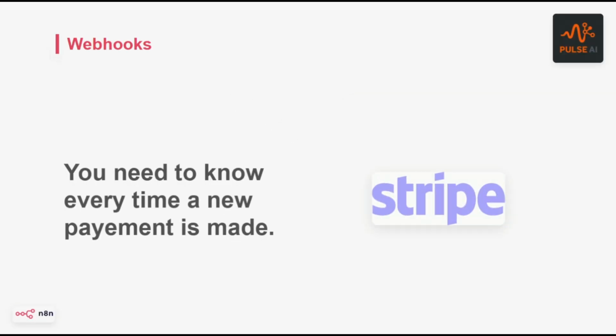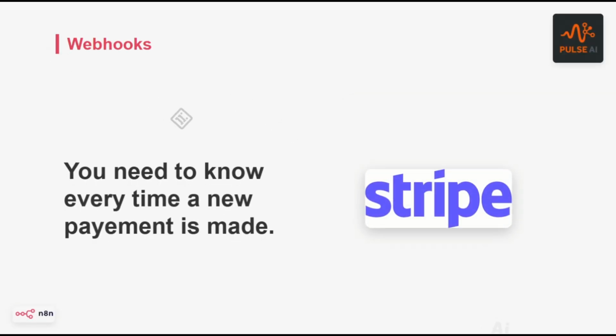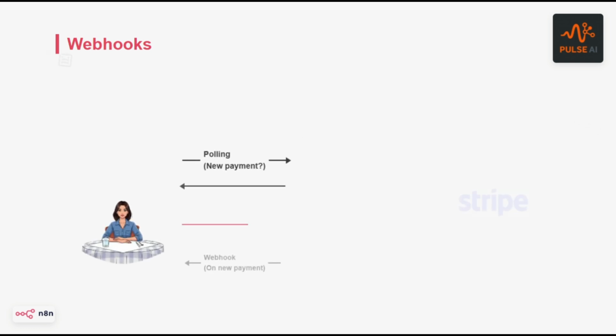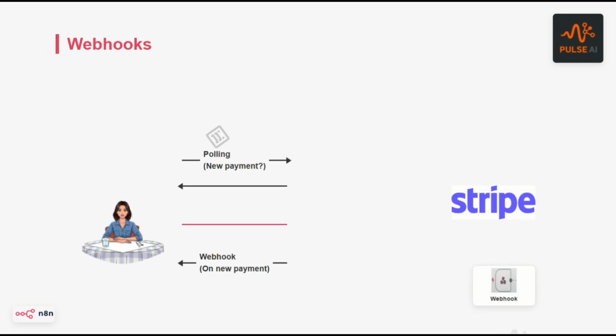So let's say you're using Stripe. Stripe is a developer platform to manage payments, and you need to know every time a new payment is made in your Stripe account. Well, there are two options. Either we can do what is called polling, so every few minutes, for example, we can make a new request to Stripe, a new API request saying, is there a new payment? If yes, do some actions. If no, wait, and every few minutes keep asking and keep polling the Stripe application to see if we have a new payment. Or we can set up a webhook, and every time that a new payment is made in Stripe, a webhook is going to be sent to us, giving us the information on the payment.